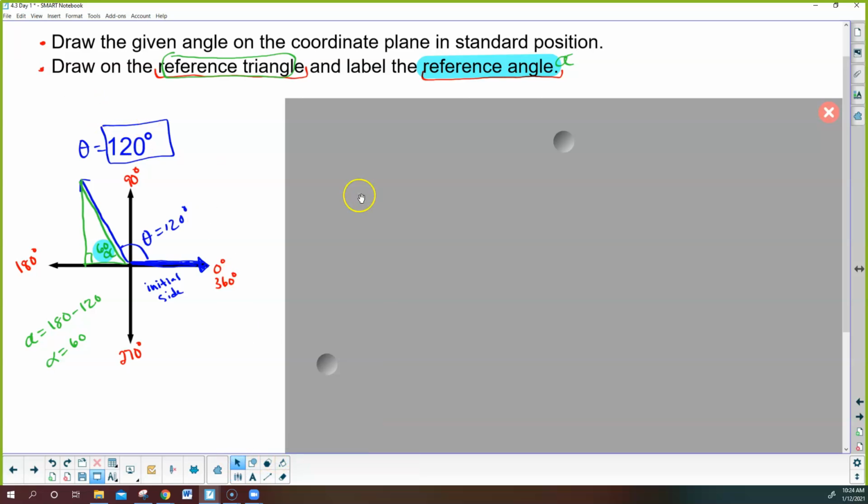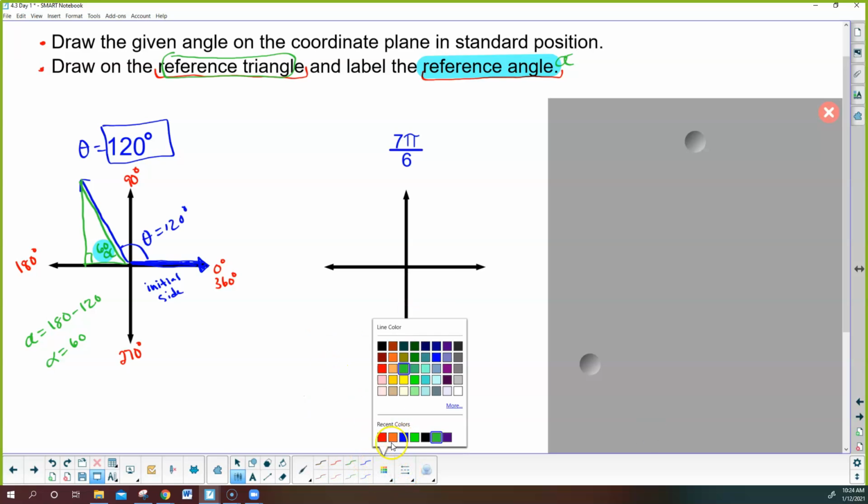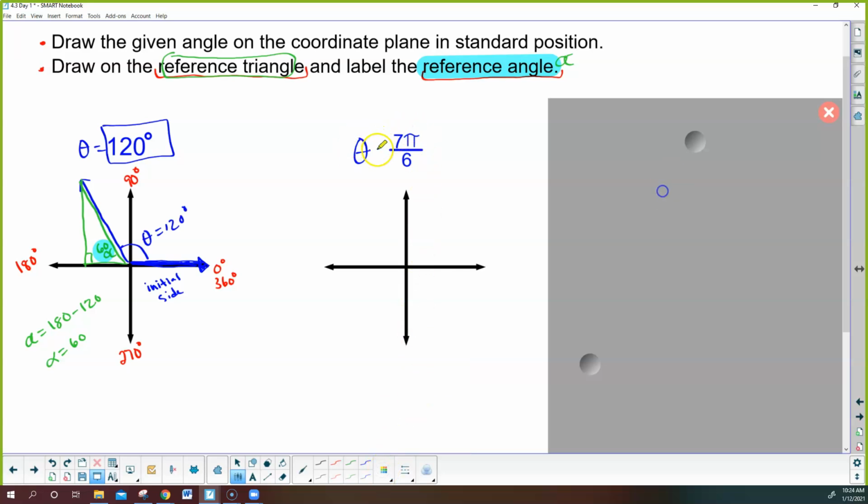All right. Degrees are pretty friendly. Radians, not as friendly until you get used to it, and then actually it's quite friendly. So I've got 7 pi over 6. Okay. Now, here's the way my brain works.